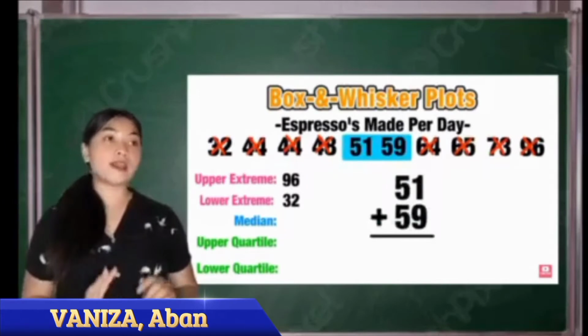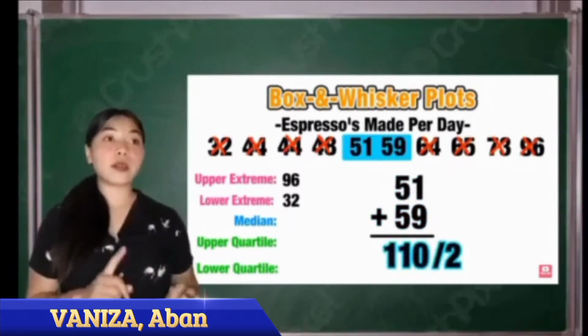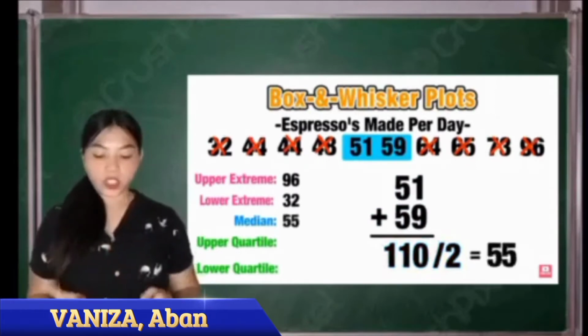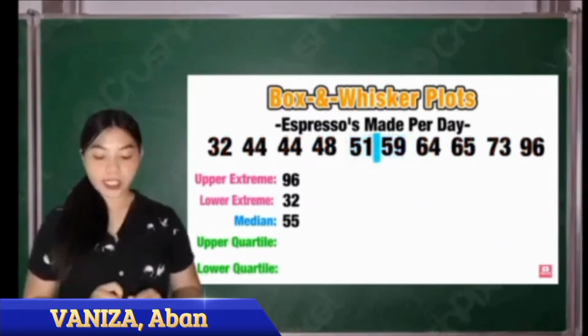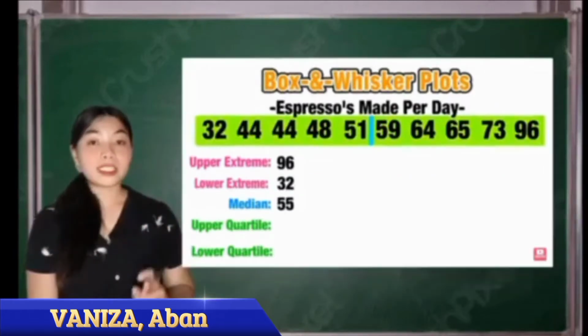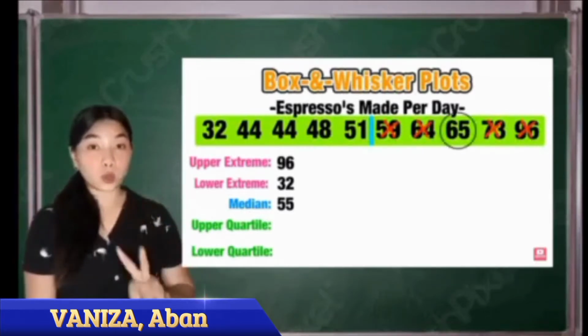So we just have to add them up and divide that sum by 2. So 110 divided by 2 is equal to 55, which is the median for this example. Now, notice that the median is between 51 and 59. So when we split the numbers up, we have to draw a line between those two values.